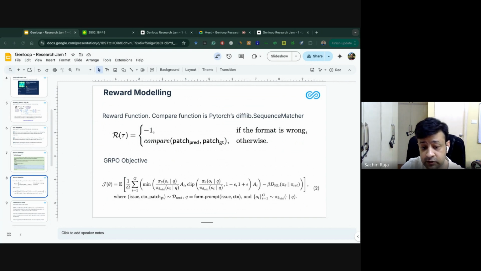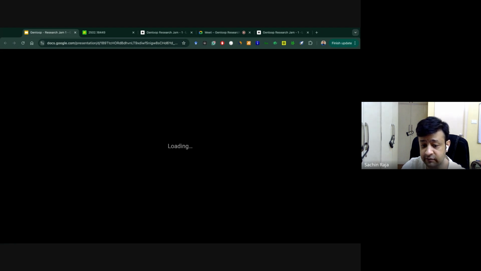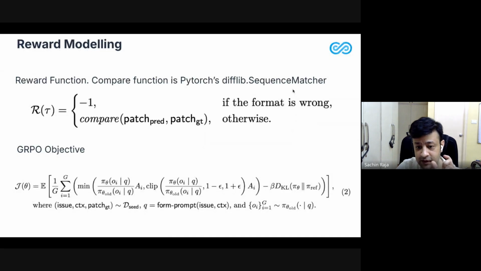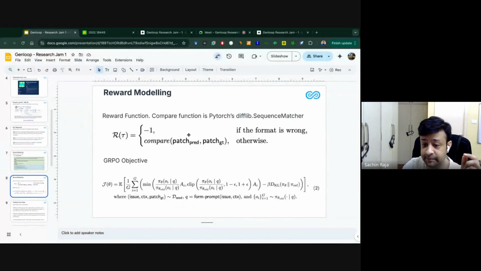And in order to make sure that the policy update is not too huge, we basically clip this pi theta by pi theta old at some particular threshold. And then there is the KL divergence term, which, as Ayush mentioned, ensures that the new policy is not significantly deviating from the original one, from the base one.